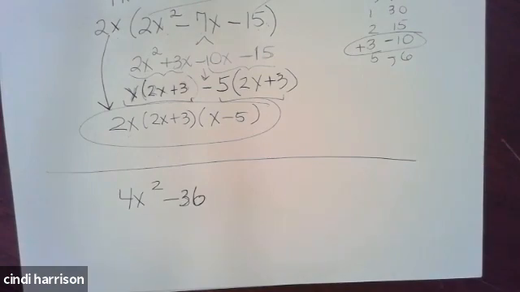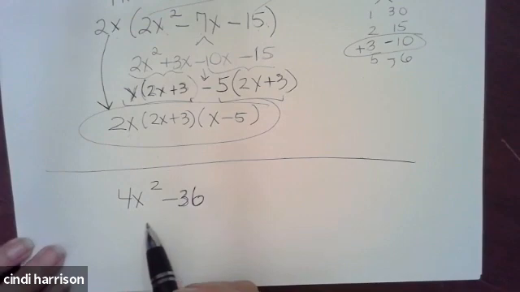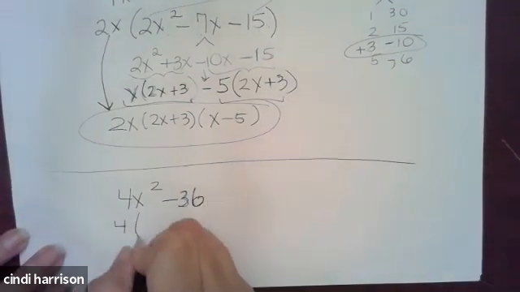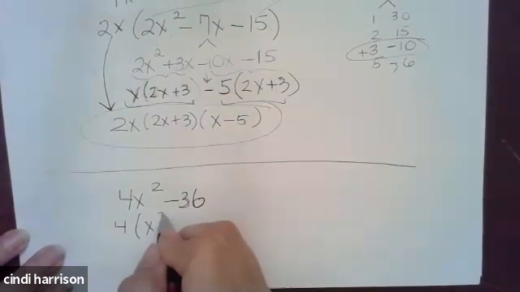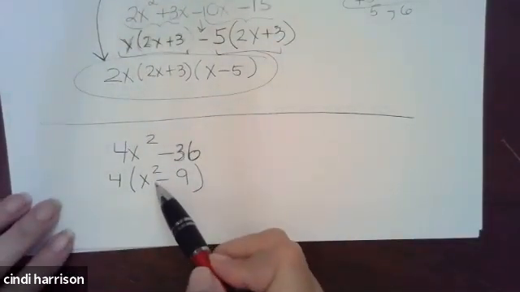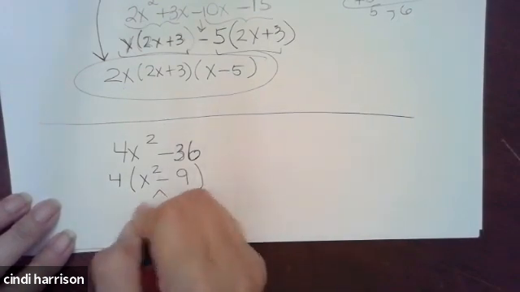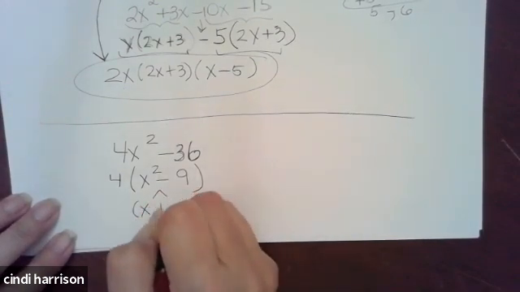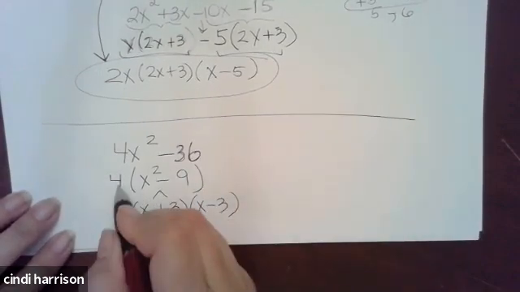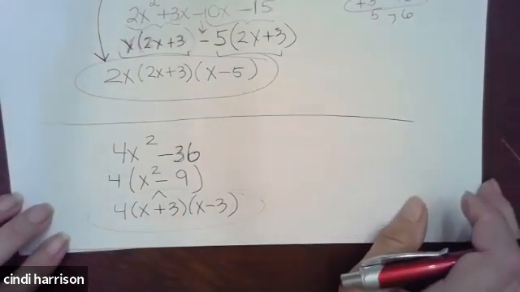Now that is the difference of squares, but even before you do that, remember we always want to look for the GCF. So what will go into both of these? 4. So I'm going to factor out a 4, and that leaves x squared minus 9. Now, x squared minus 9 is the difference of squares. So hopefully you recognize that means this factors as x plus 3 times x minus 3, and then we bring down that 4. So that would be the complete answer.